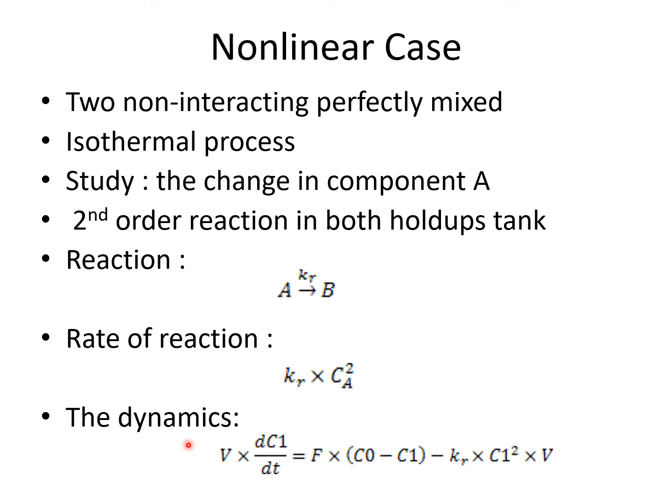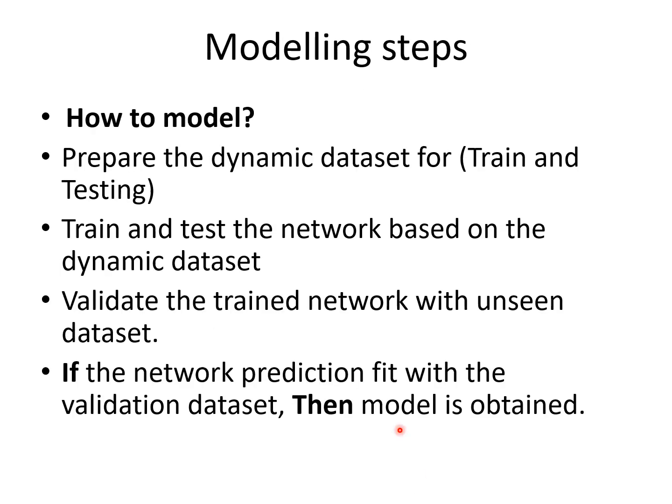So we are trying to use the neural network to predict the output based on the inputs. The logical output will be, of course, the output coming from the second tank, C2 in that case. And the logical input will be the C0 input, the concentration coming in. So how to model? Again, as before, we prepare the dynamic data set for the training and testing.